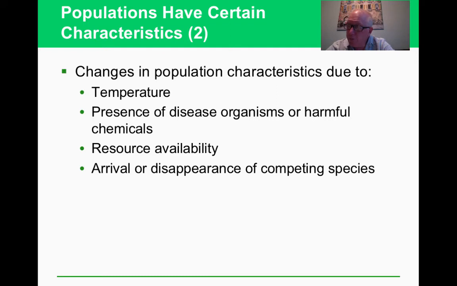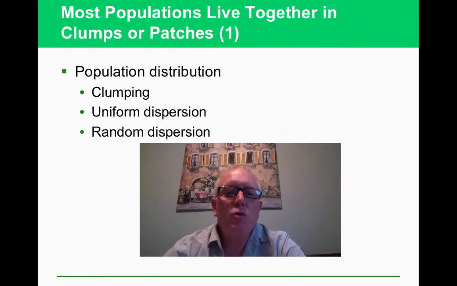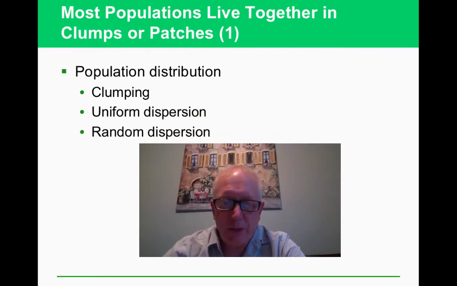Okay, so let's see. There are different things that would make populations change. One is the temperature, or if there's some kind of disease going on that could wipe them out. The availability of resources, competing species coming in. All these things are going to change the way populations are acting, and that will change the outcome or the destiny of those species.